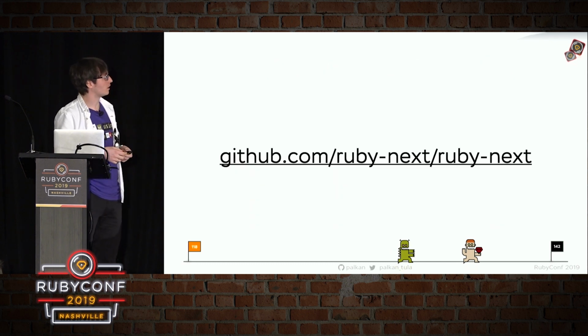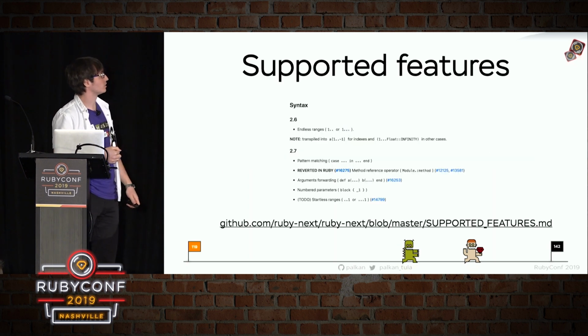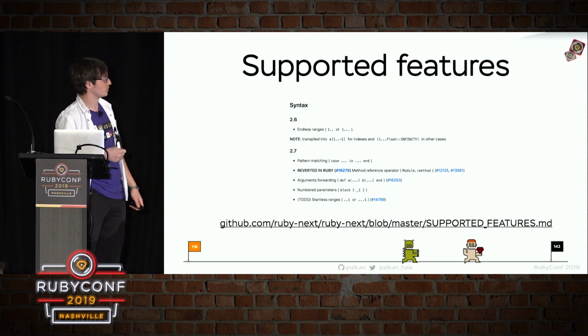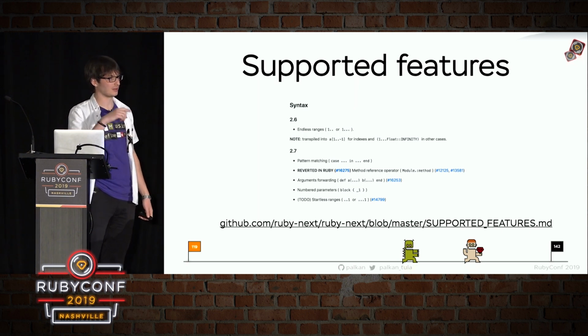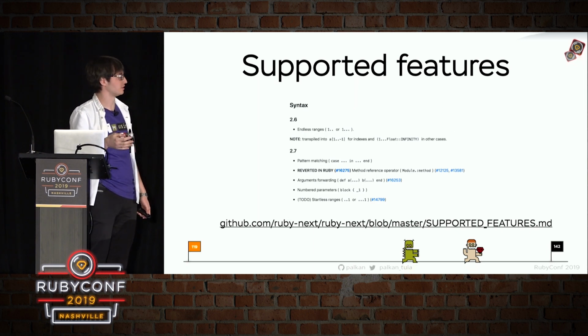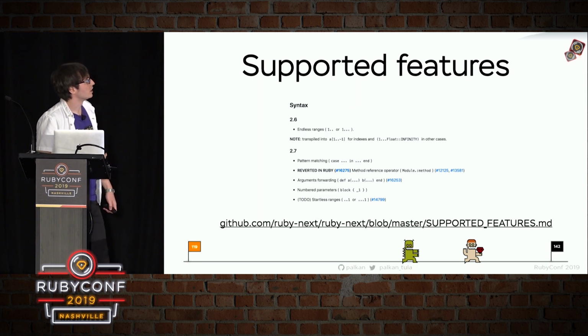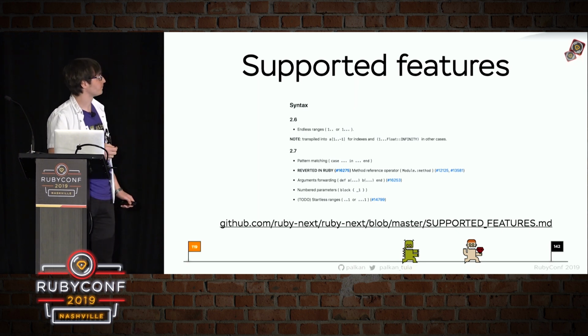Well, everything I was talking about is available on GitHub, and it even works. Currently, we support most syntax features from 2.6 and 2.7, well, except for startless ranges, because, well, I haven't figured out whether we need them at all. And we don't support this new feature of pattern matching, which is called one-line pattern matching without case, because it hasn't been released even in preview versions of Ruby. So, but it's going to be someday there.